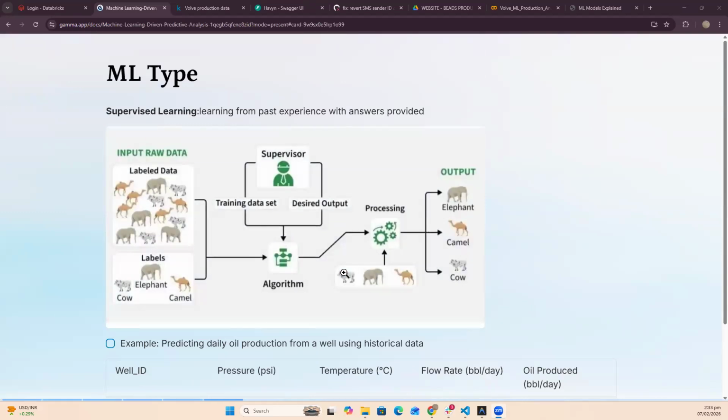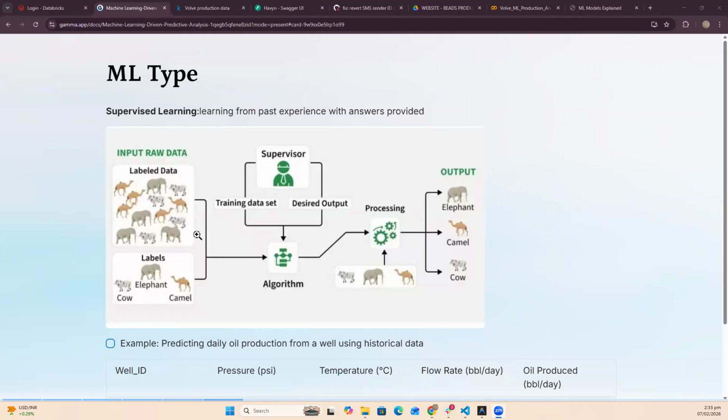Now we have types of machine learning, right? So one of them is supervised learning. What that means is learning from past experience with answers provided, right? So in other words, we train a model with labeled data. So when I say labeled data, what that means is we have inputs and outputs. All right. So whenever we have data that has inputs and outputs, we say we are dealing with supervised learning.